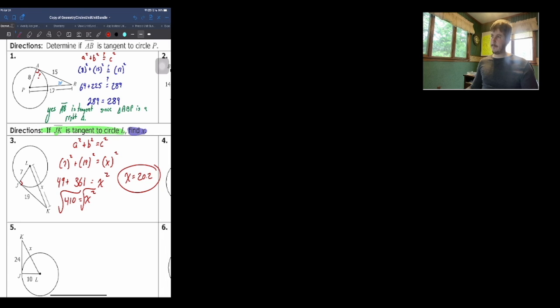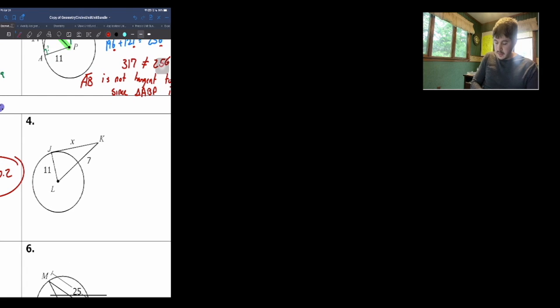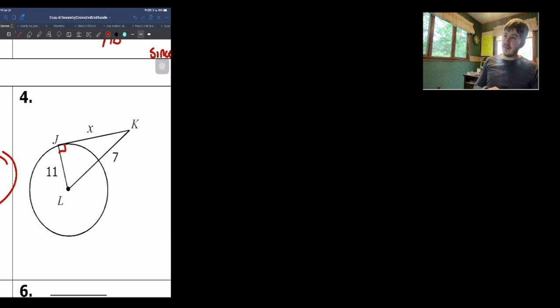Pretty straightforward. Then we get to number 4. Number 4 is similar to number 2. They don't give you all the proper information. And actually, they use the same value of the radius here. Again, we're making the assumption, or they've told us, it's not an assumption, they told us that JK is tangent to the circle. So that's why I can put that right angle right in there, because the radius is JL.